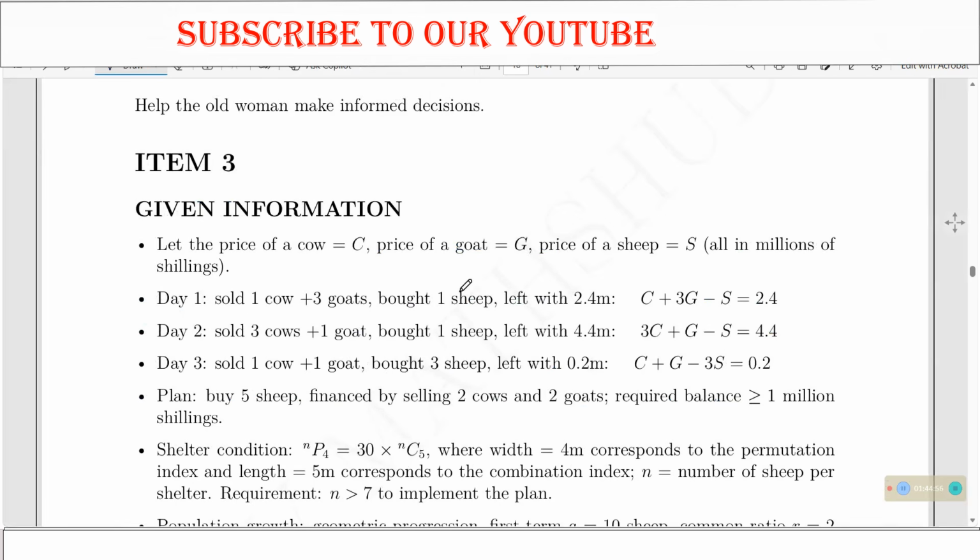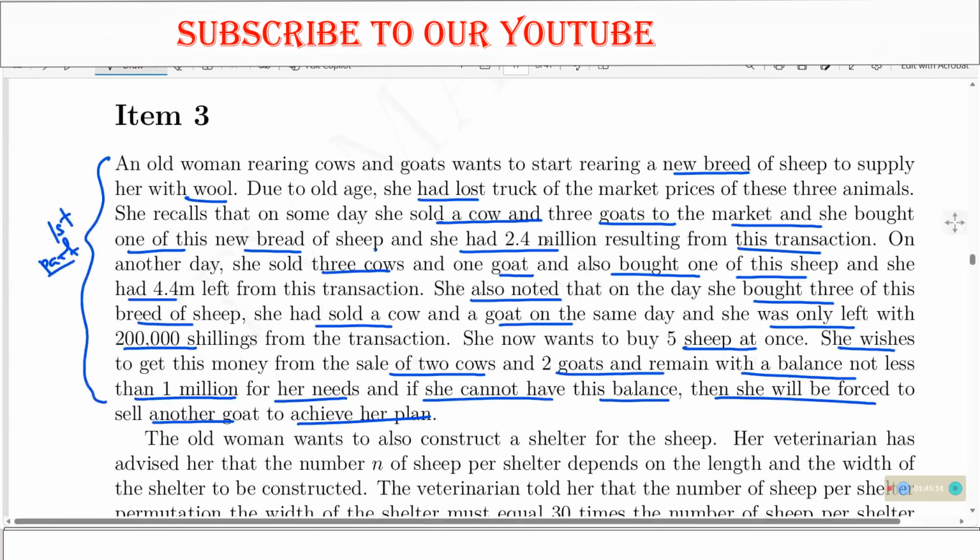Now, the given information is we are dealing with the cost of a cow, a goat, and a sheep. So what we can do, we shall first rate the price of a cow to be C, price of a goat to be G, price of a sheep to be S. All of these are in millions of shillings. Let us look at the first day.